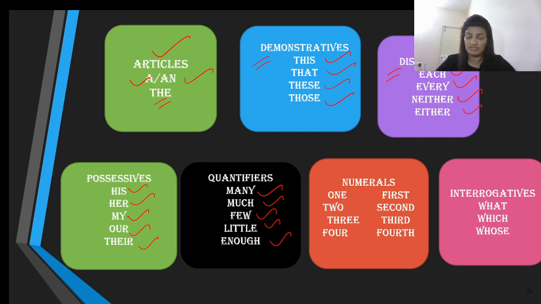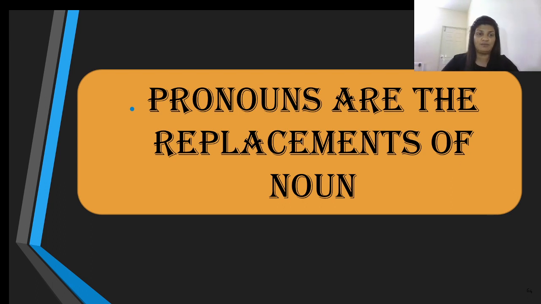Then you have numerals like 1, 2, 3, 4, and first, second, third, fourth. And then you have interrogatives like what, which, and whose. Determiners are pretty much like adjectives. I will come to adjectives in a while, but let me first take you through the pronouns. Pronouns are the replacement of nouns.